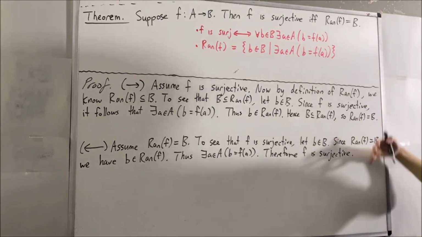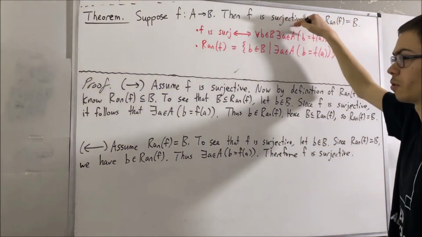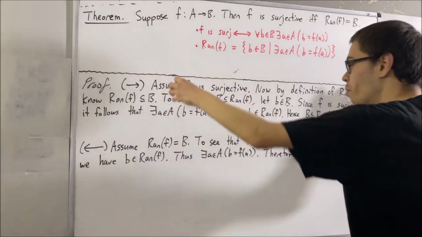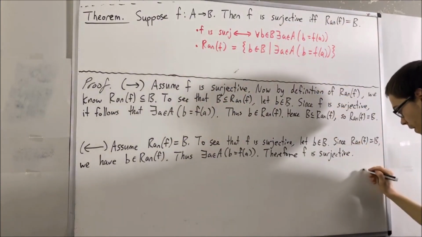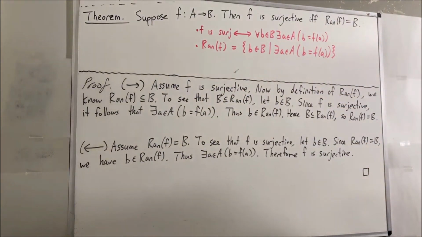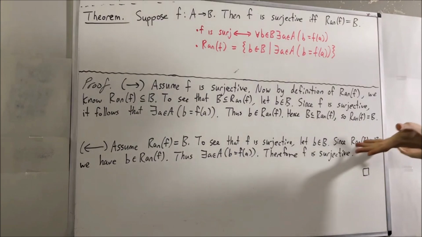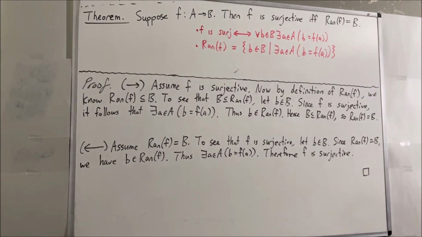And so now we have proven if this is true, then this is true. And we've proven both parts of the if and only if, which means we've completed the proof. And so yeah, this is pretty much one way in which you could prove this theorem. And yeah, that's pretty much it for this video.